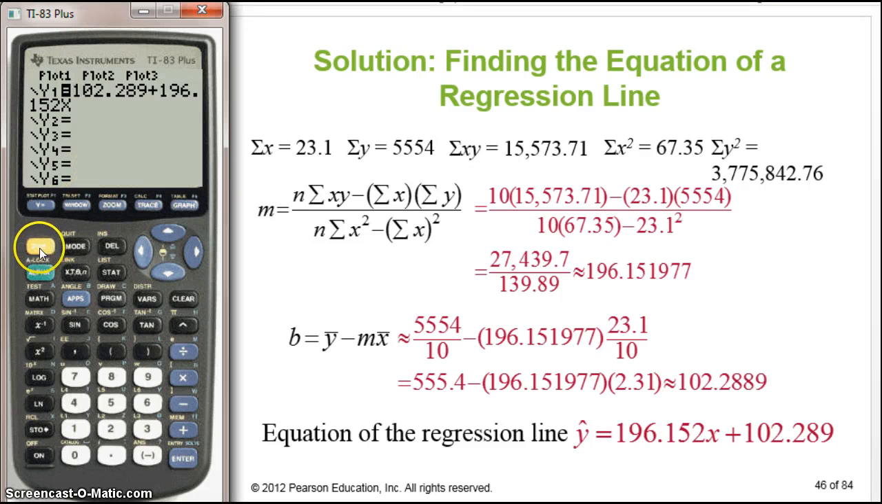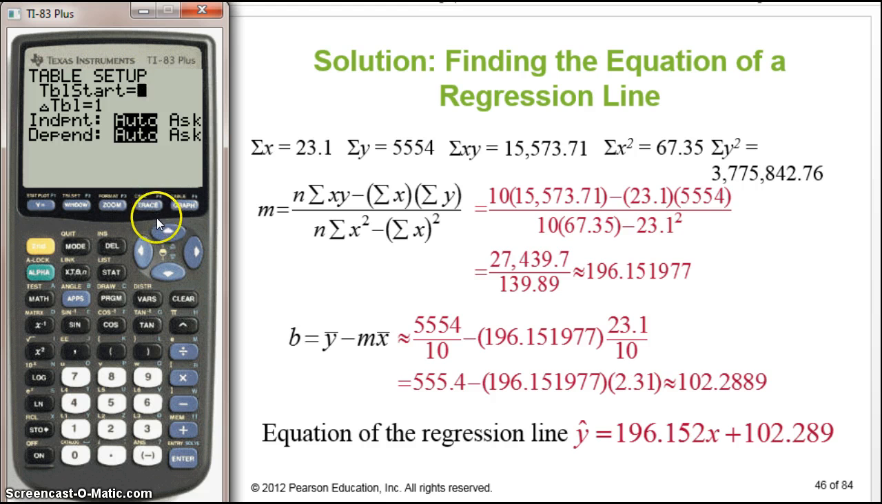And that's pretty simple. We're actually going to hit the yellow key and hit the window key up here, and it'll say table setup. So we're going to go down to where it says independent. Where it says auto right now, basically the calculator by default will just plug in x values for you, starting with 0 and going up by increments of 1. We can actually change that from auto to ask and hit enter here.